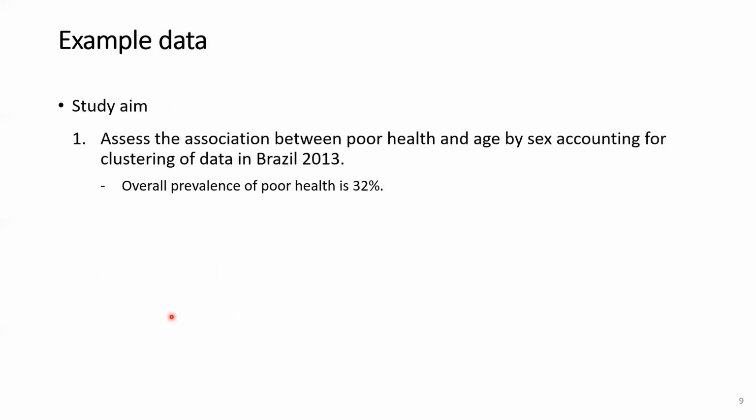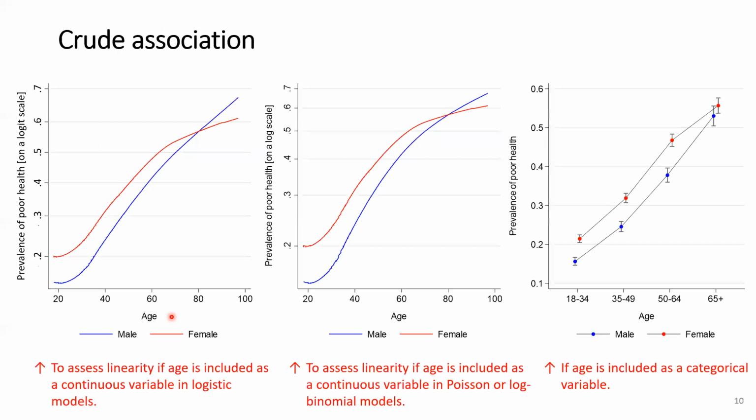And actually, the overall prevalence of poor health is 32%. So it's very common overall. And this is a crude association we observed. So on the y-axis, we have prevalence of poor health on a logit scale. And on the horizontal axis, we have age as a continuous variable.